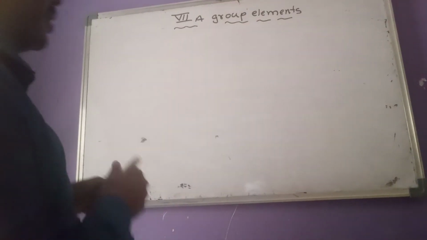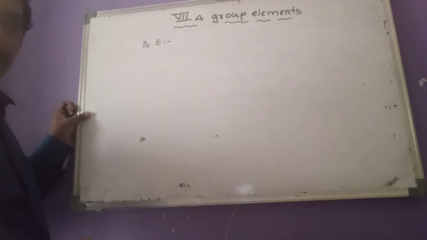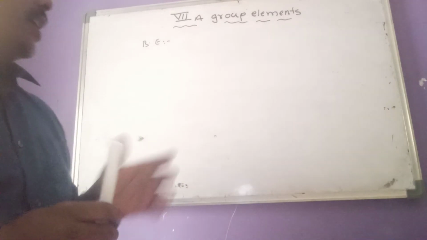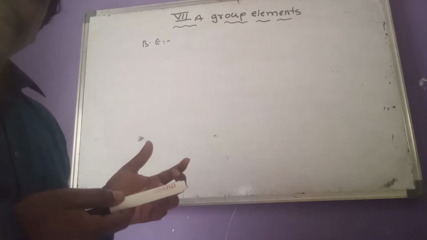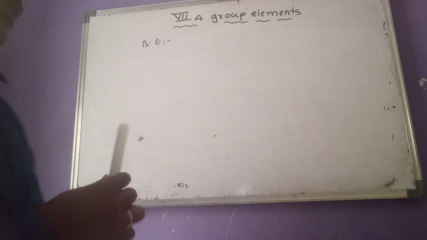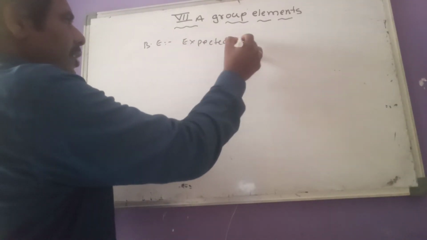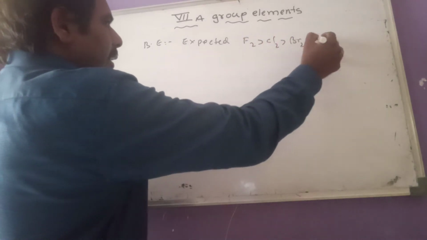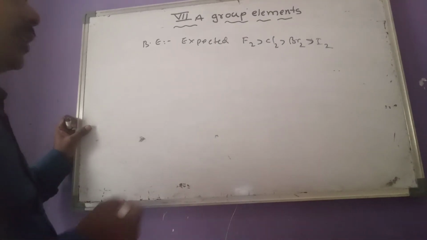Bond dissociation enthalpy order, or we can call that bond energy order. So generally, what is the expected bond energy order here? As atomic size increases, bond length also increases. As bond length increases, bond energy decreases. So the expected order is fluorine greater than chlorine greater than bromine greater than iodine. So this is the expected bond energy order.